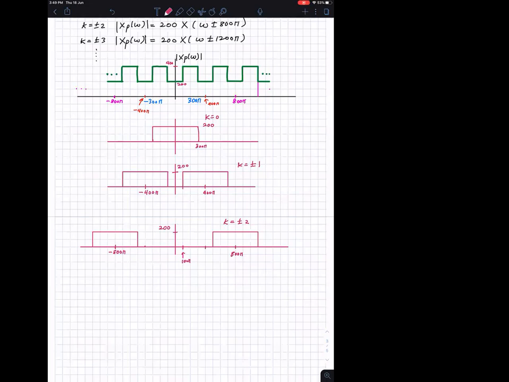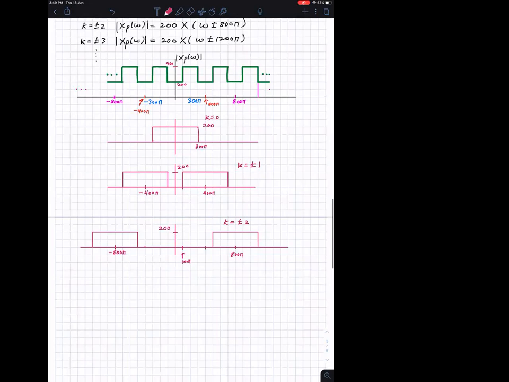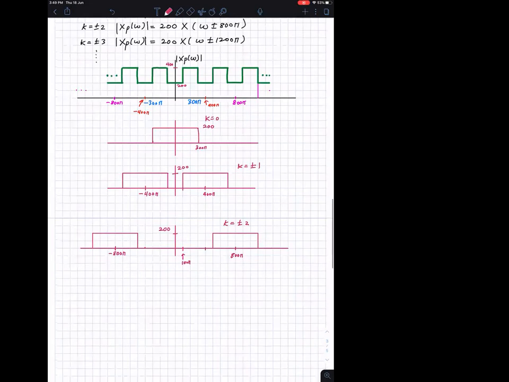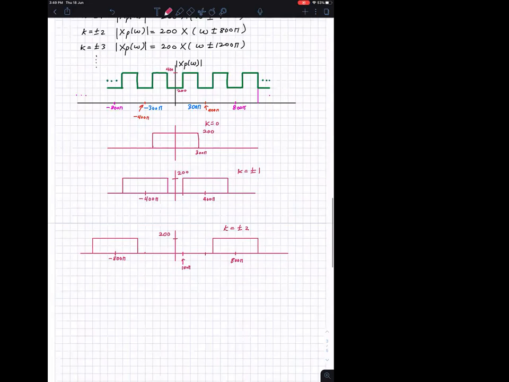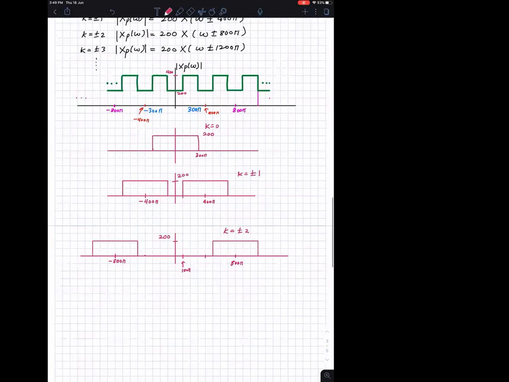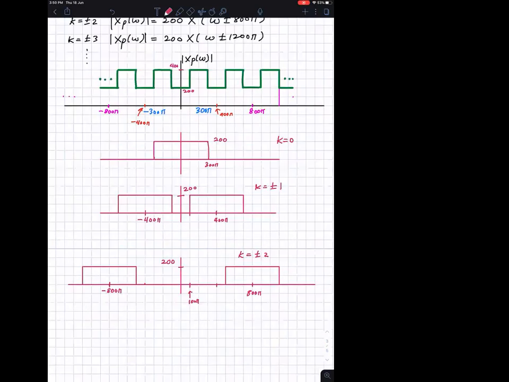Yes, sir. Okay, now I can continue to go on, but I'm just doing this for 3. I'm doing it for k equal to 0, then for k equals plus minus 1, plus minus 2. Then I'm going to add them up now.